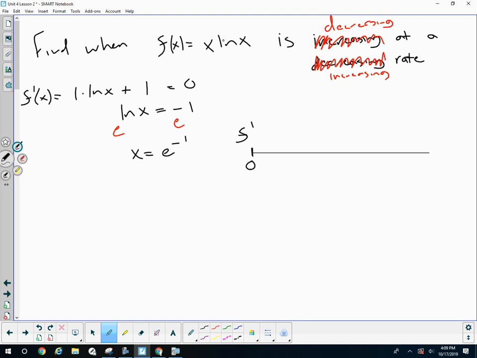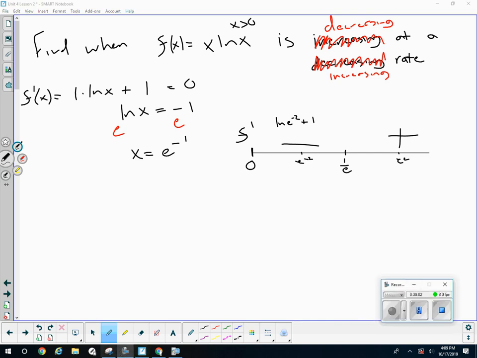Start at 0. We have 1 over e. You can plug in e squared. You'll get positives. You plug in e to the negative second. You'd get log of e to the negative second plus 1. Negative 2 plus 1, that's a negative. All right, so we know we're decreasing from 0 to 1 over e.